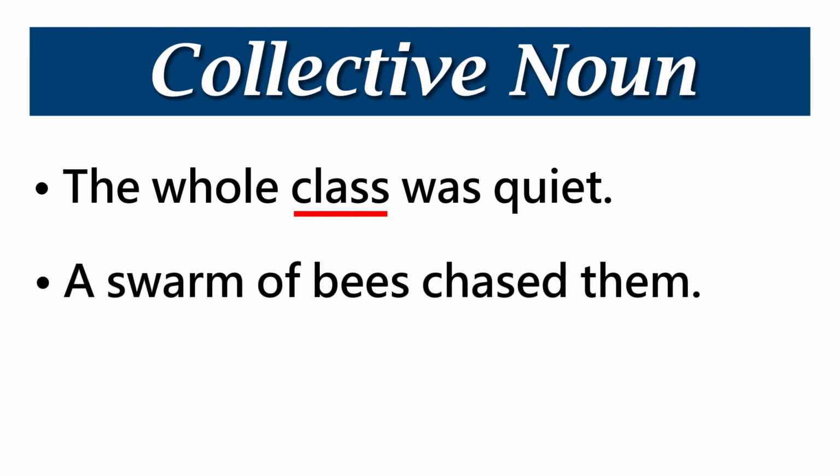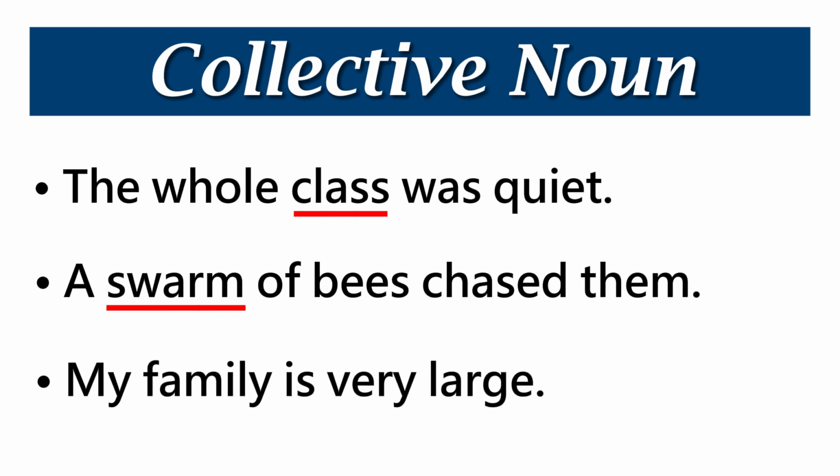A swarm of bees chased them. In this sentence, the collective noun is swarm because it names a group of insects. My family is very large. In this sentence, the collective noun is family because it names a group of related people.